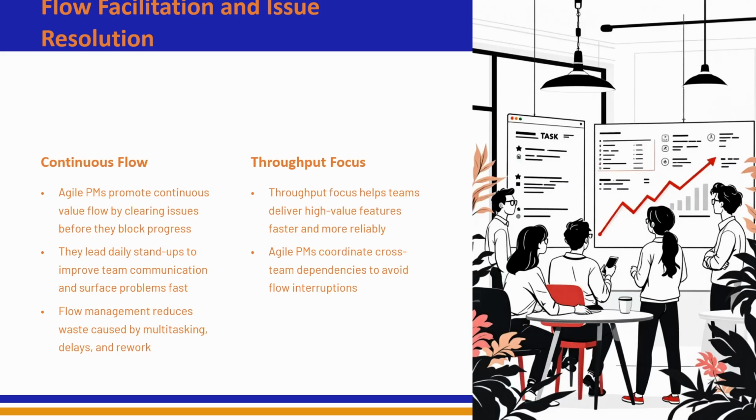Here, the flow facilitation and issue resolution. In Agile projects, the goal is to keep work moving smoothly without delays. The Agile project manager plays a key role in maintaining the flow and ensuring quick issue resolution. Number one, the continuous flow. In Agile, project managers promote continuous value flow by clearing the issues before they block progress. This means Agile project managers proactively identify problems early and remove obstacles before they slow down the team. They don't wait for delays, they prevent them.